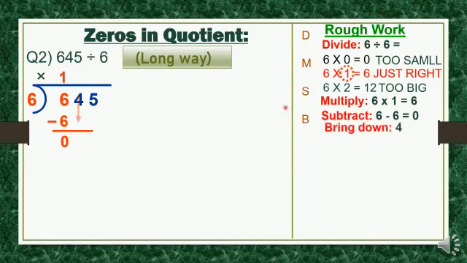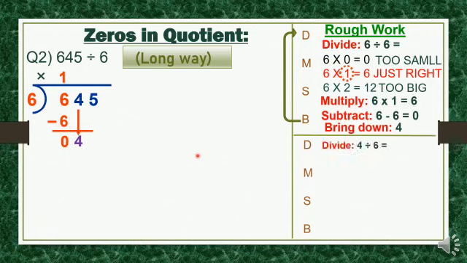What is the next number? Here the next number is 4. So we will bring down the 4. So the new number becomes 4, which we can see is clearly smaller than the divisor 6. So we have to divide this new number, which is 4, by 6.